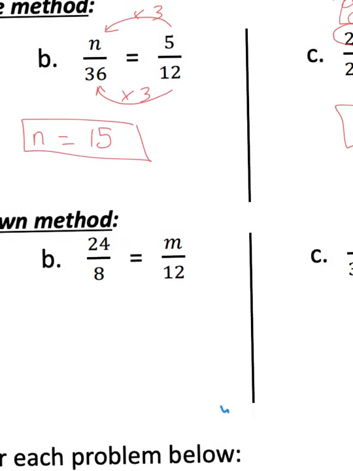B, D, how many times does 8 go into 24? 3 times. So I need to times 3 for M. So your M will be 3 times 12, which is 36.